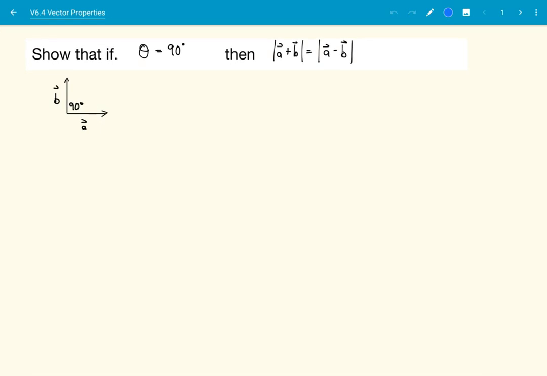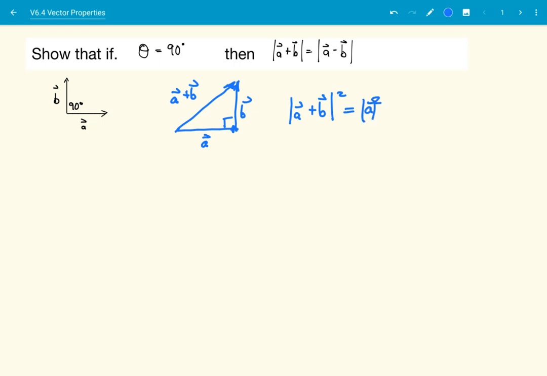Well, let's do a little bit more of a diagram here. So let's say we have A and B. And I just reversed it, I know, but here you go. There's A plus B. And if this angle is 90, then the magnitude of A plus B squared, well, it's cosine law. And I'll finish writing it out.